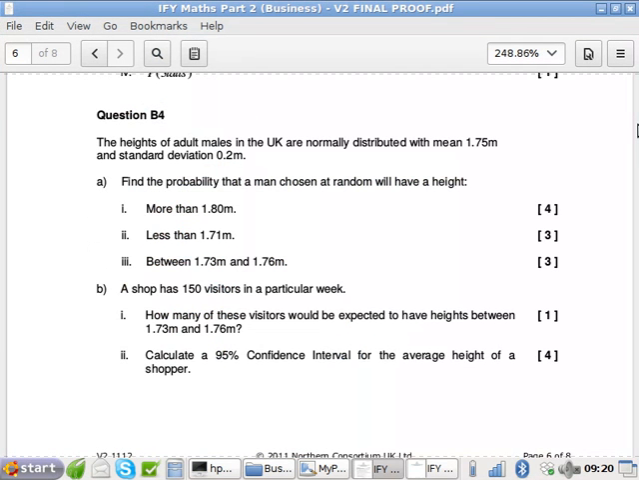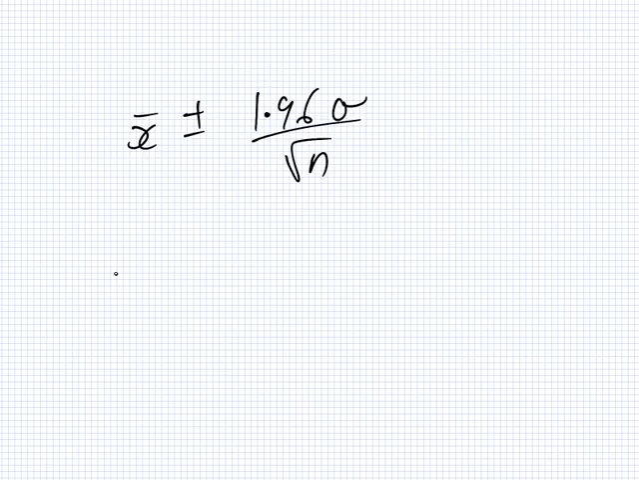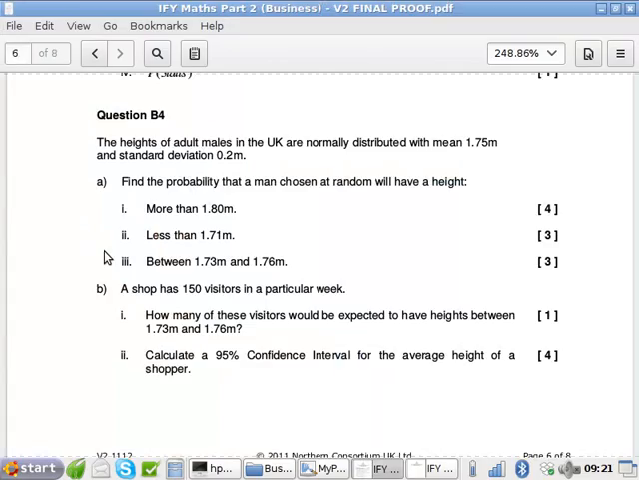The 95% confidence interval. Okay, so it will be the average plus or minus 1.96 sigma over root n. What was the average for the group of 150 people? 1.75. It's 1.75. They misused their English here. That doesn't matter. Well, okay. 1.75.